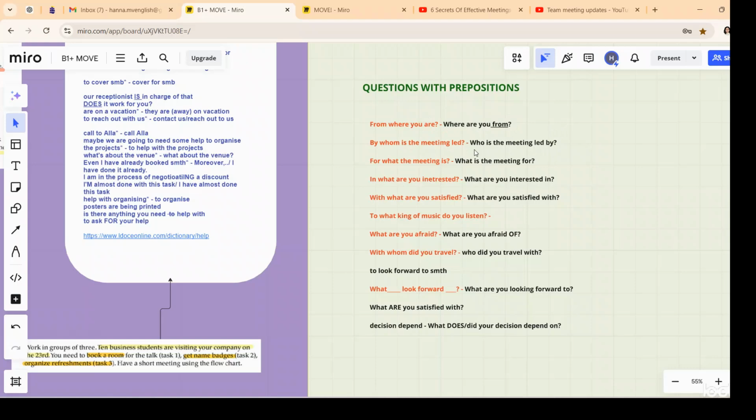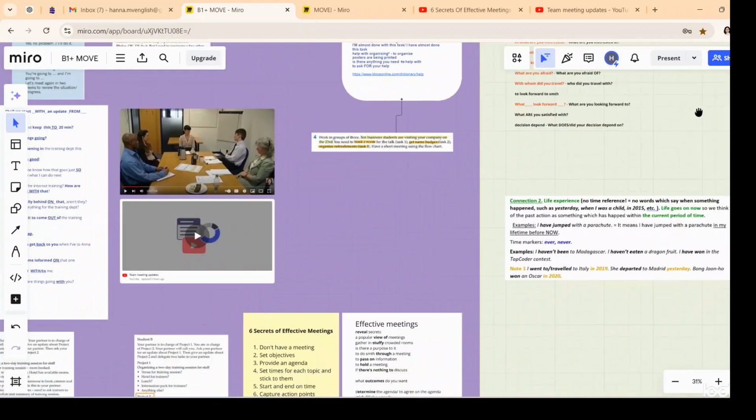So they came up with the right versions of "who is the meeting led by," "what is the meeting for," "what are you interested in," "what are you satisfied with." Sorry, I skipped this. "What kind of music do you listen to" would be right. "What are you afraid of," and others.